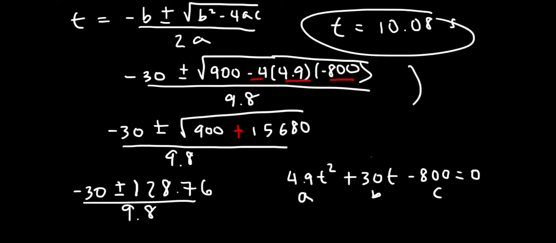Now we can check the answer. If you plug it into the original equation, we need to make sure that we get 0. 4.9 times 10.08 squared plus 30 times 10.08, that's 800.27, minus 800, that's approximately 0. So this answer is correct.